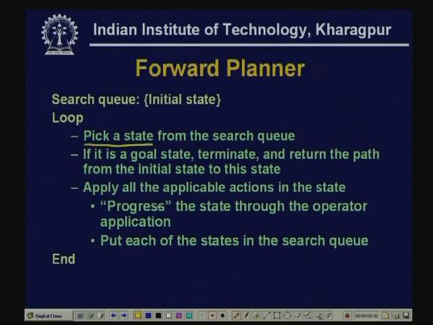So, basically we can do a search, breadth first search in the state space. So, we can go from one state to the states which are distance 1 ahead, then distance 2 ahead, and so on, until we get a state which satisfies the goal description. This is the general breadth first search framework, and this is called forward planning algorithm.